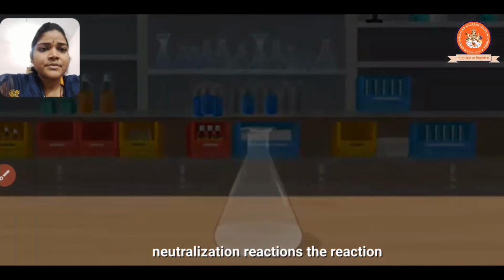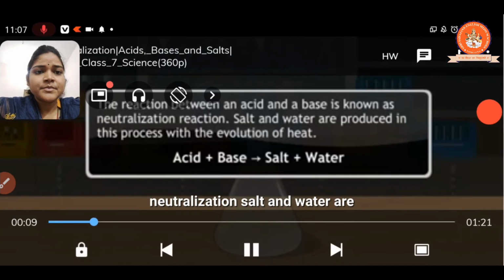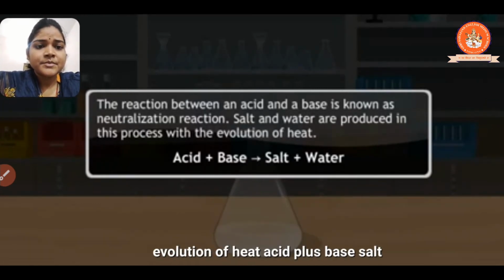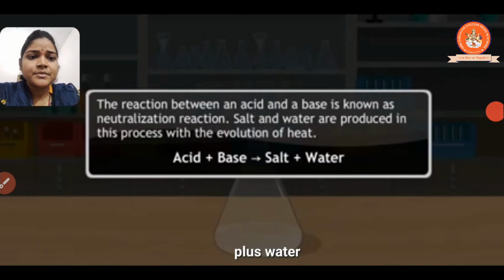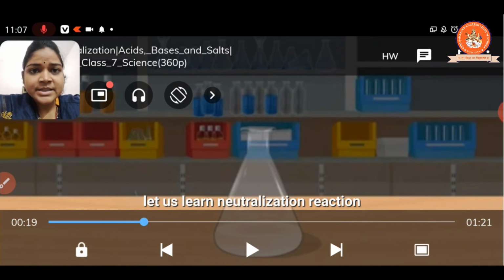Neutralization reactions. The reaction between an acid and a base is known as neutralization. Salt and water are produced in this process with the evolution of heat. Acid plus base gives salt plus water.